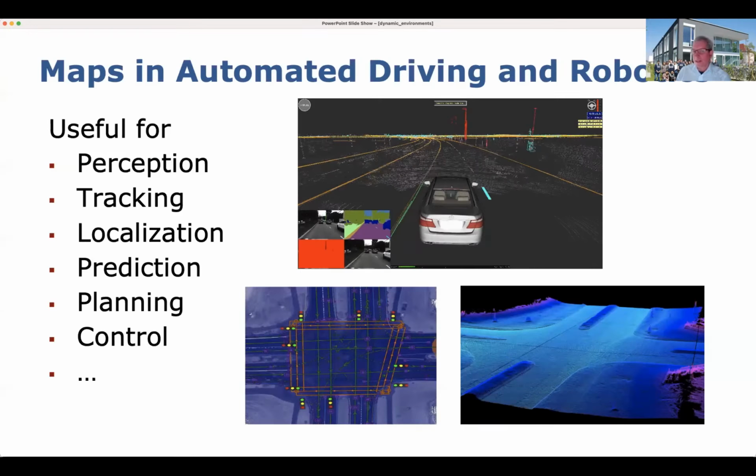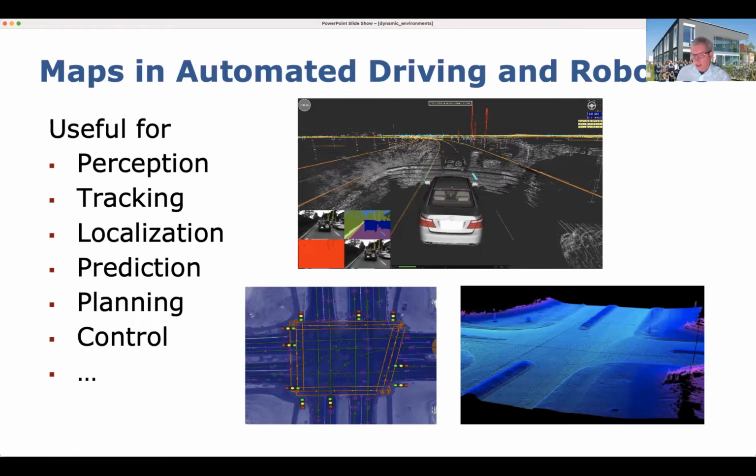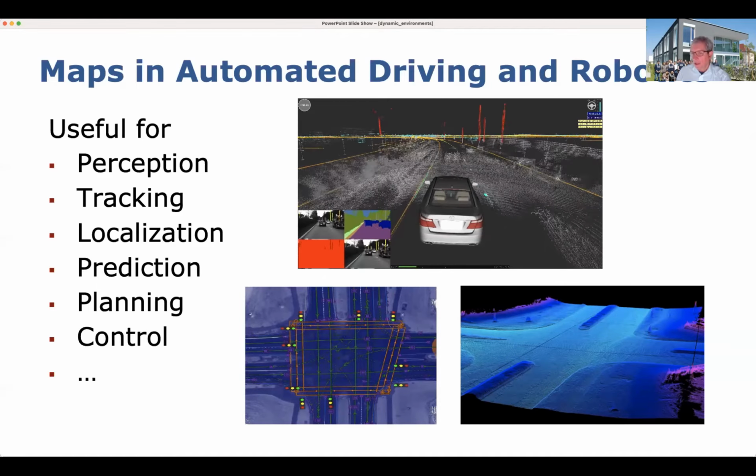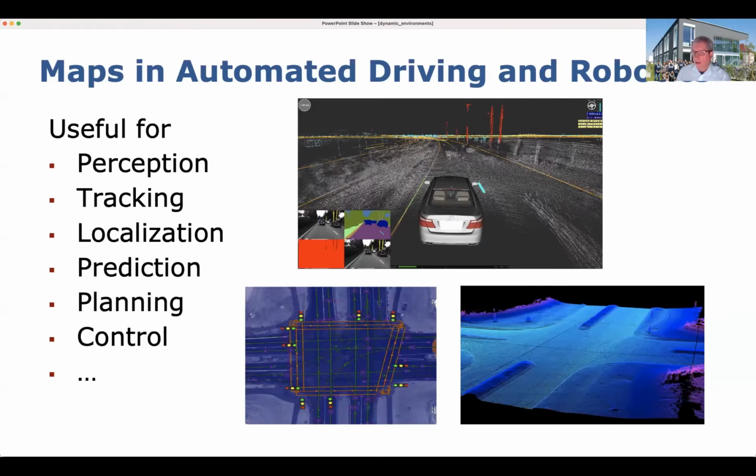So what actually is the problem? As we know, many companies in the automated driving space use so-called high-definition maps in order to actually build their automated driving capabilities. And these high-definition maps may have several purposes. They support perception, tracking, localization, prediction, planning, and control. So you can see a few of those high-definition maps that are being used on this slide.